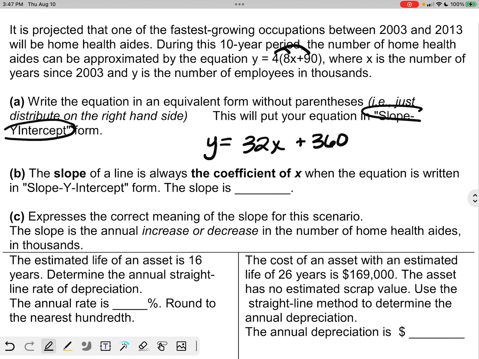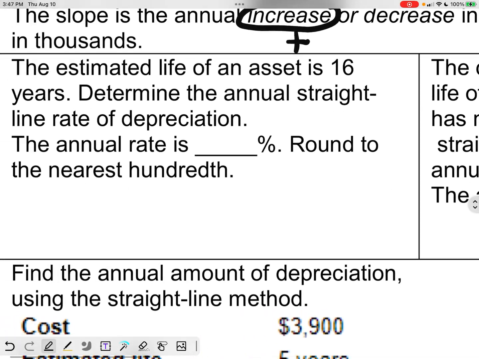What is that? 360. Part B, the slope is your coefficient. So the number that's in front is that 32. So our slope is 32. And since that 32 is a positive, that means that we are increasing. Look how good we are at this.